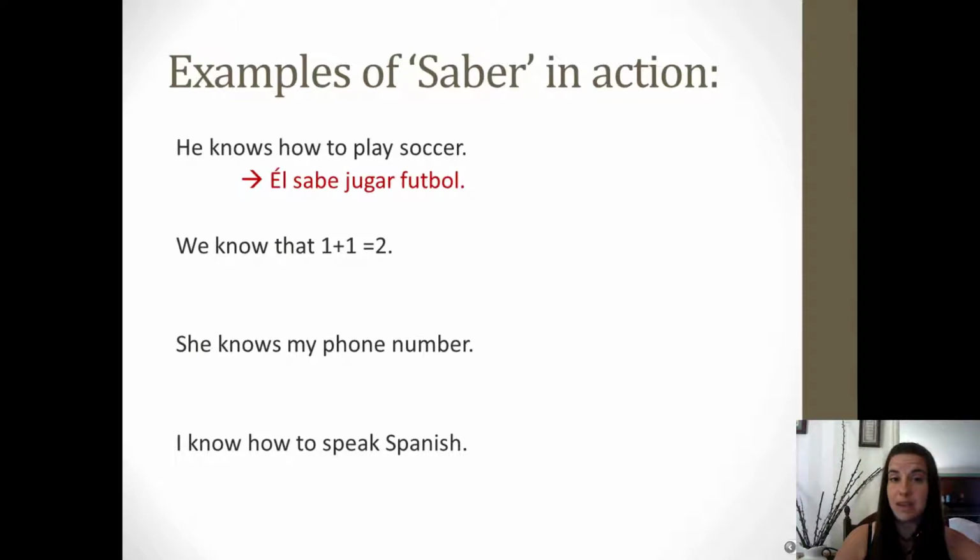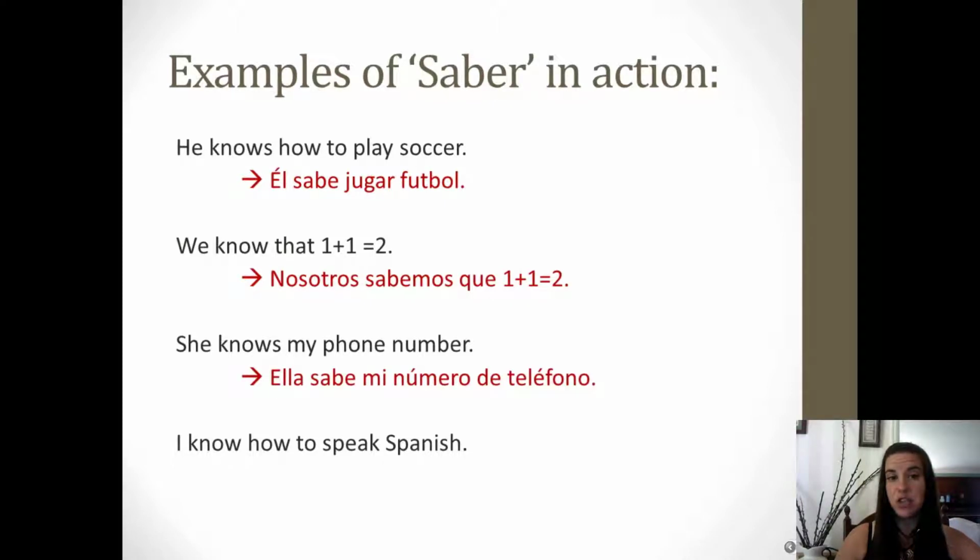Él sabe jugar fútbol. We know that 1 + 1 is 2. This is a fact or a piece of information. Nosotros sabemos que 1 + 1 son 2. She knows my phone number. That's a piece of information. Ella sabe mi número de teléfono.